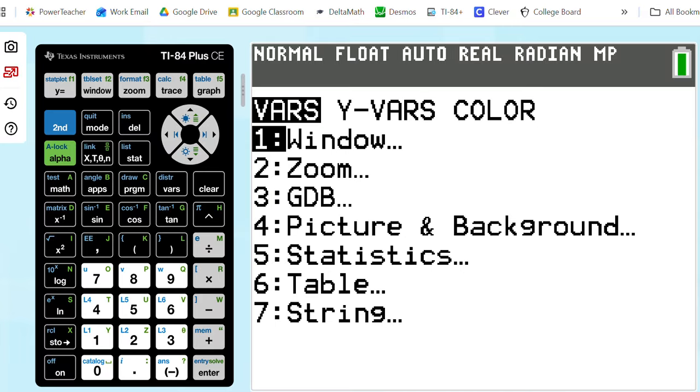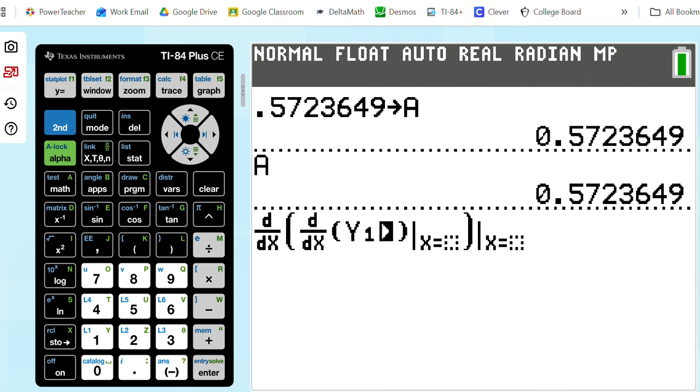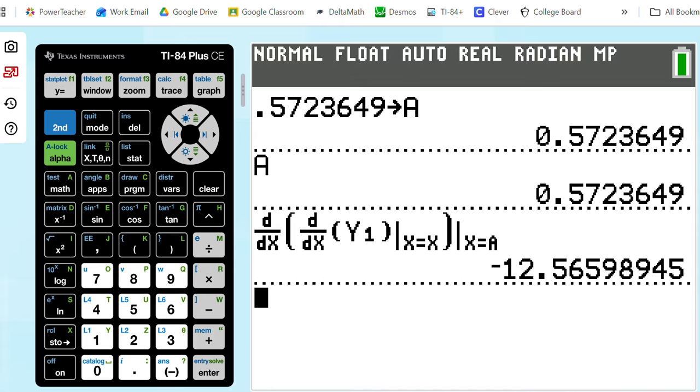I can hit VARS over by the clear button. If I go to the second column, Y-VARS, option 1 is Function, and then I can just choose my function. So I can say to find the derivative of my original function first at x, and then evaluate that second derivative of it at a. And if I do that, it should give me negative 12.565989945, which is a much easier way than actually having to go about doing this by hand.